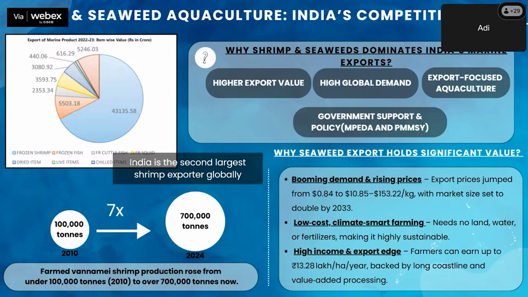As we can see from here, from 2010 to 2024, there was a 7x increase in shrimp production, due to which India is now the second largest shrimp exporter globally. And then coming to the seaweed sector, it's a booming sector as the export prices have jumped from $0.84 to around $153.22 per kg, with a market size set to double by 2033. And due to its low cost and low investment, farmers can also have a very profitable livelihood from this.